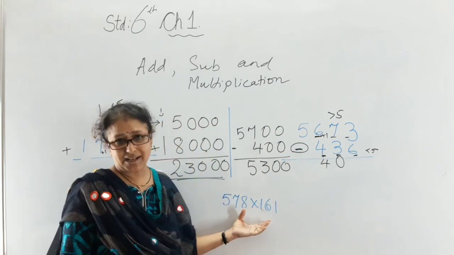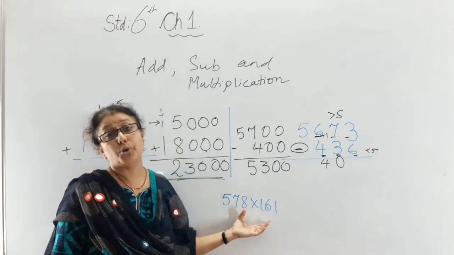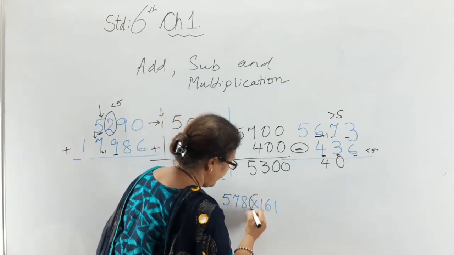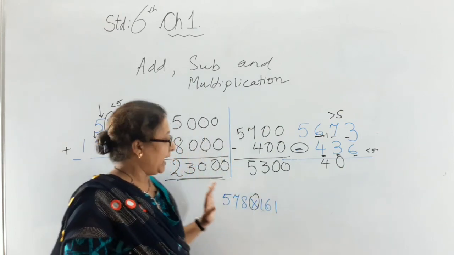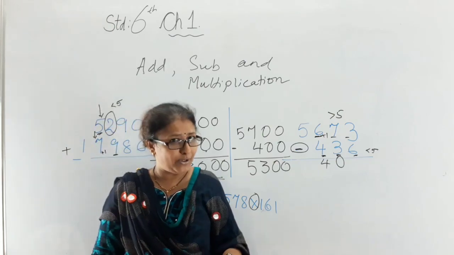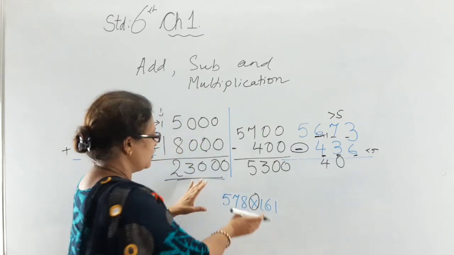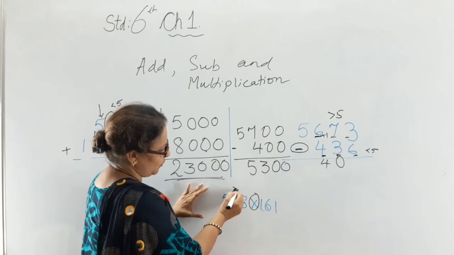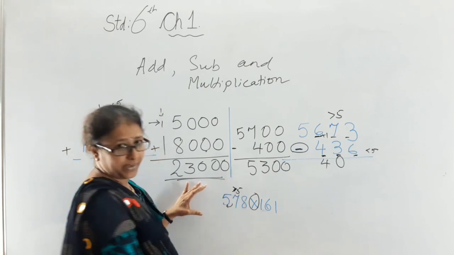Come on. Now let's come to the multiplication product. We need to find out the product. Product means what? Multiply. Now I am not going to explain the rules because the rules are clear to you. So 578. 7 is more than 5. So 5 will become 6.